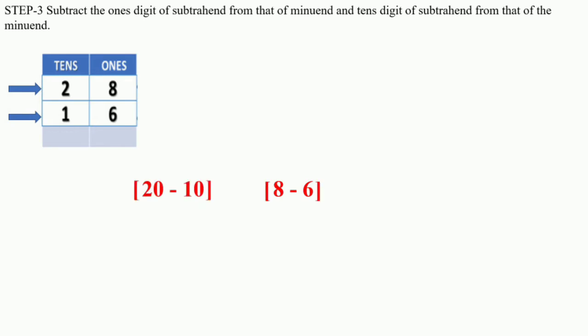Let's subtract. 20 minus 10 is equal to 10. 8 minus 6 is equal to 2. Now we will add these both differences. So 10 plus 2 is equal to what? 10, 11, 12. 10 plus 2 is equal to 12. So we will write 12. So in answer we get 12.